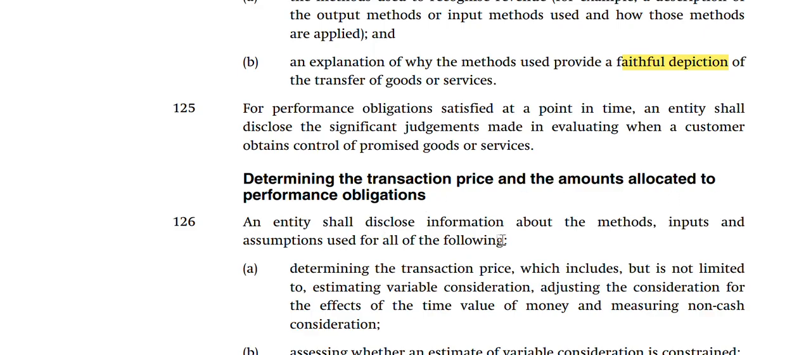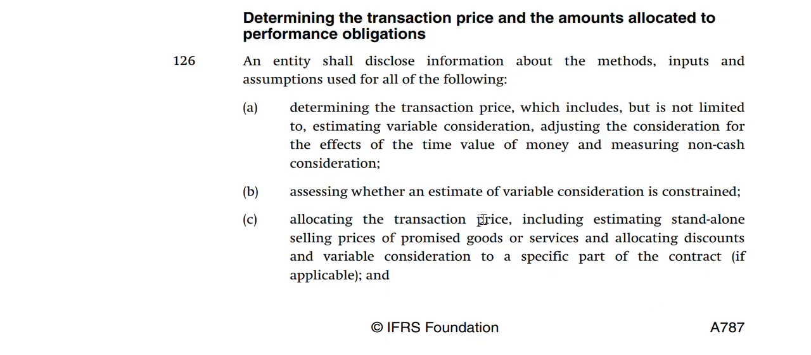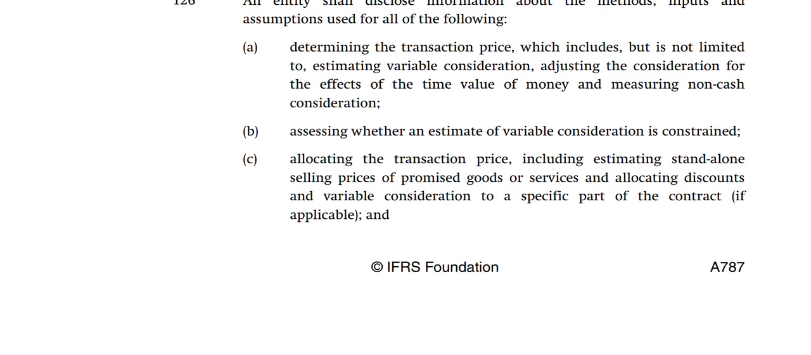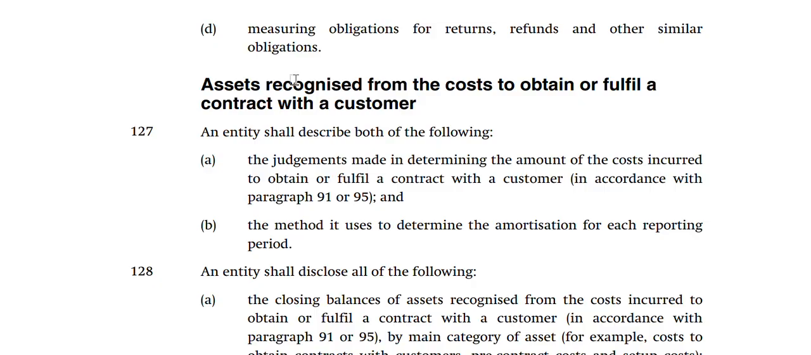126, an entity shall disclose information about the methods, inputs, and assumptions used for all the following: determining transaction price, which includes but is not limited to estimating variable consideration, adjusting the consideration for the effect of the time value of money, and the measuring of non-cash consideration. Assessing whether an estimate of variable consideration is constrained, allocating the transaction price, including estimating standalone selling price of promised goods or services and allocating discount, and measuring obligation for returns, refunds, and other similar obligation.